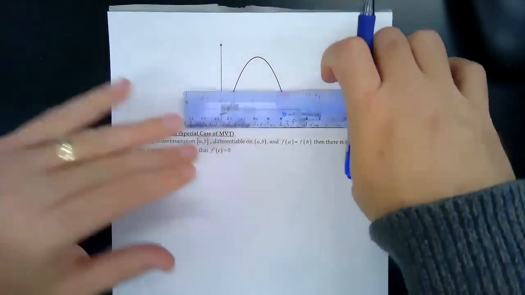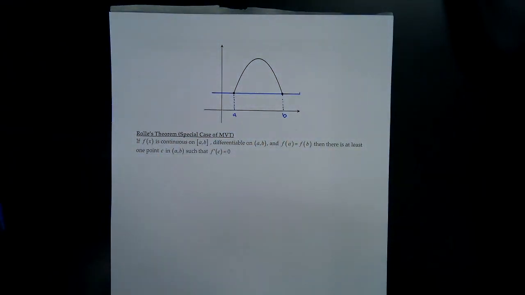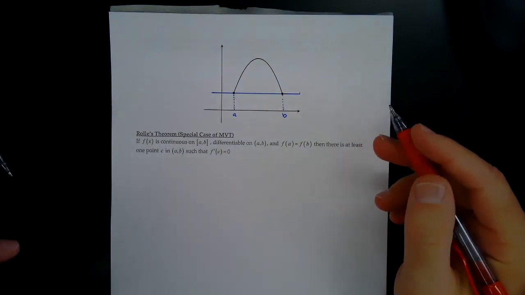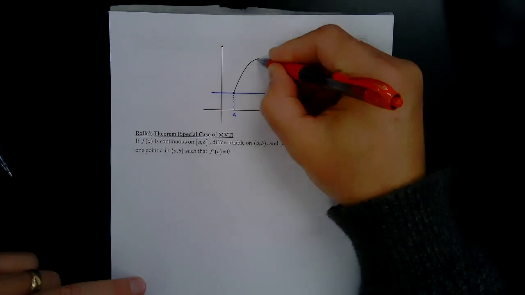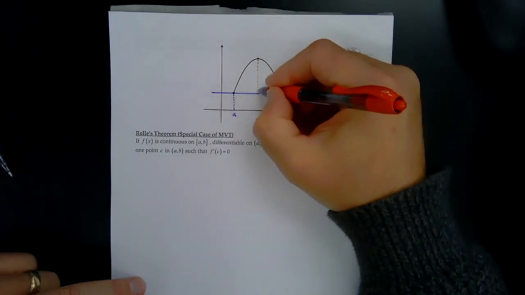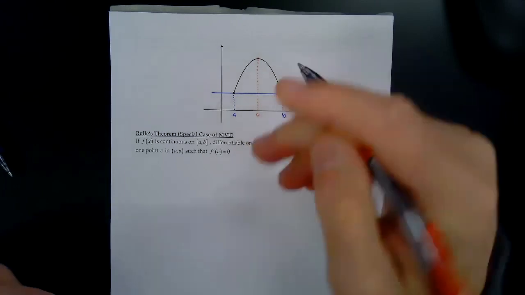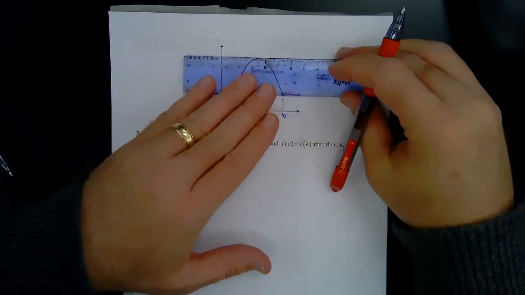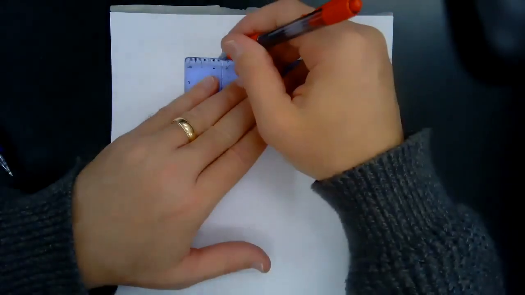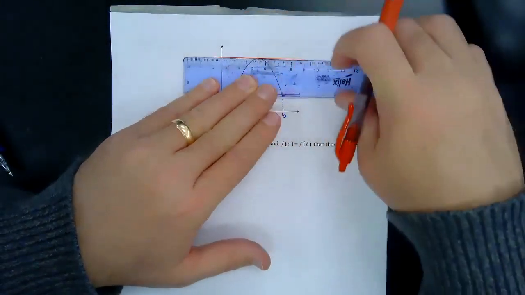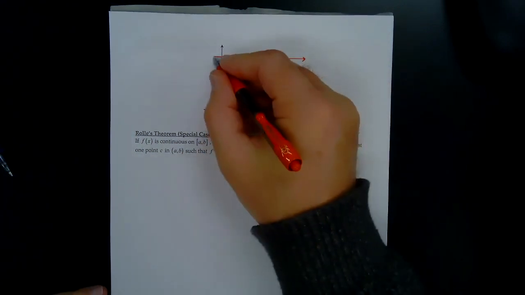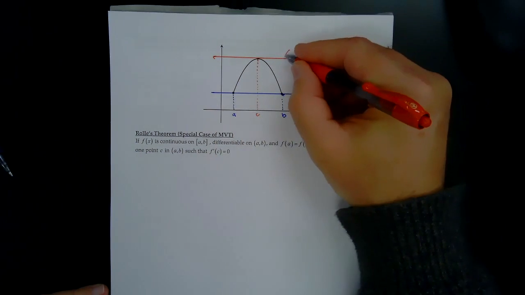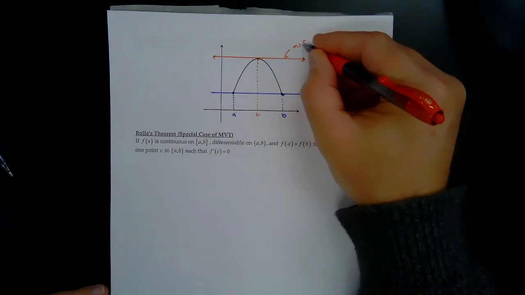So if the endpoints are at the same level, or have the same value, then that's telling us that there has to be a derivative that's also 0. And in this case, it's happening right here. Once again, the two lines are parallel, but this is only going to happen when the two endpoints are equal to each other. So this again is M is equal to f prime of c.